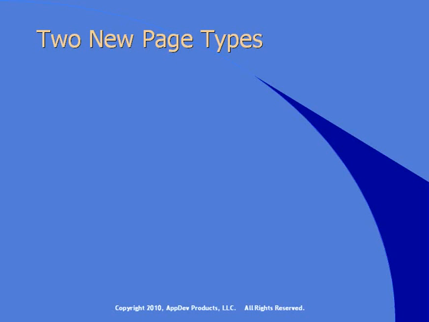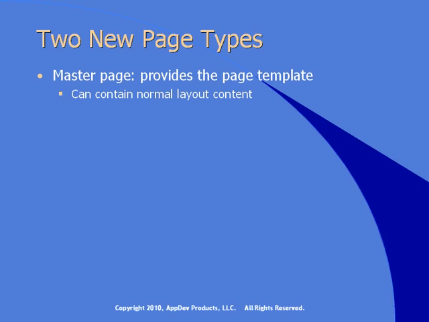When you work with master pages, you're dealing with two new page types. The master page provides the page template. It can contain normal layout content, and you can place code in master pages as well that will apply to every instance of the page once it's rendered with the content in place.